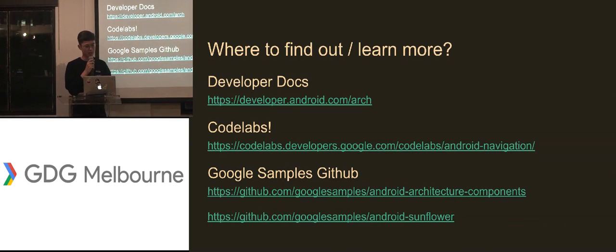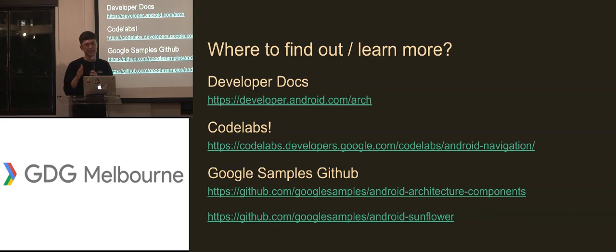So where to find out more? Obviously developer.android.com/arc. But the two places that I found really useful were Codelabs. I'm sure everybody knows about it, but you can just do a quick tutorial there. It teaches you the basics. One thing that's super useful is the architecture components GitHub. There they have some sample apps. The GitHub one is really good.